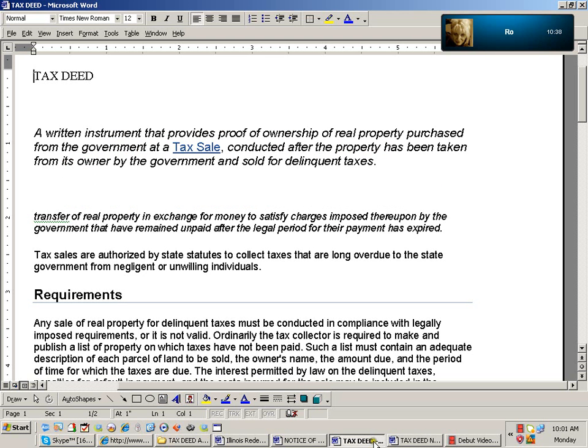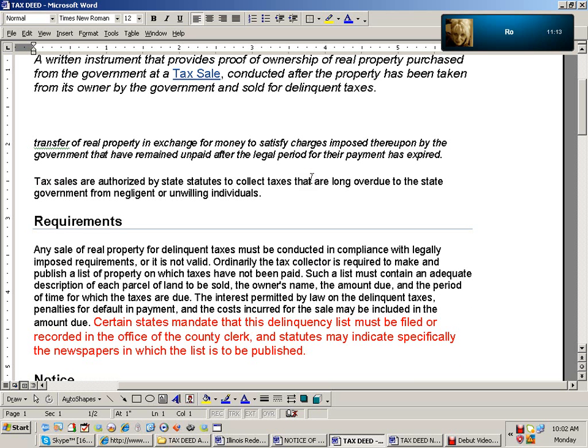So, what is the definition of a tax deed? It's a written instrument that provides proof of ownership of real property purchased from the government at a tax sale, conducted after the property has been taken from its owner by the government and sold for delinquent taxes. Transfer of real property in exchange for money to satisfy charges imposed thereupon by government that had remained unpaid after the legal period of the payment has expired. So basically, if you don't pay your taxes, whatever the delinquent taxes are, they have a tax sale, and it ends up with a tax deed.